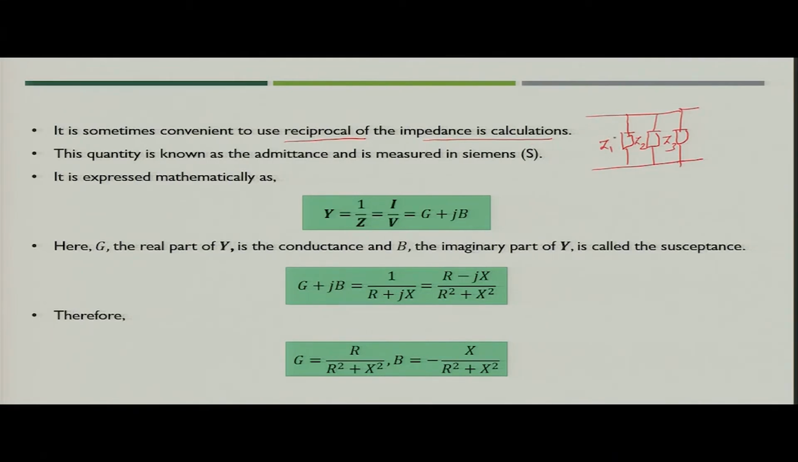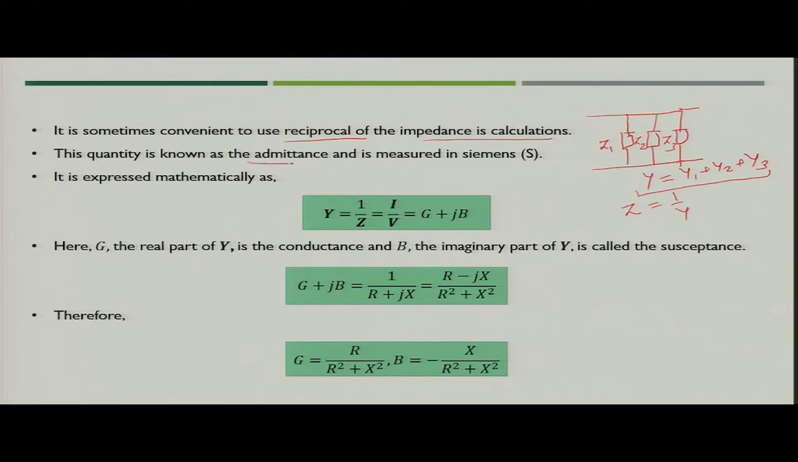So, if reciprocal of Z1 is Y1, Z2's reciprocal is Y2, and similarly for Z3 reciprocal is Y3, you can easily say that the equivalent admittance Y is equal to Y1 plus Y2 plus Y3, and if you have to find out the impedance, then the equivalent impedance Z would be 1 by Y. So, when you have parallel connected networks, it is better to convert impedance into admittance.